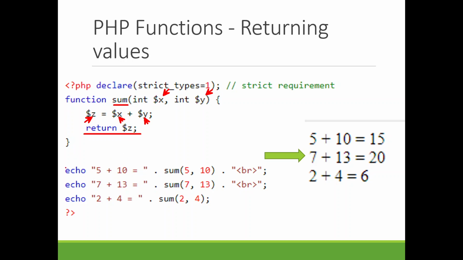Now, look what we're doing here. In this statement, we want to print out this string, which is just a string: 5 plus 10 is equals to. So we want to print that out. Then we are concatenating it, using the dot operator, with the function called sum. So we are calling sum, and we are passing it the values 5 and 10.